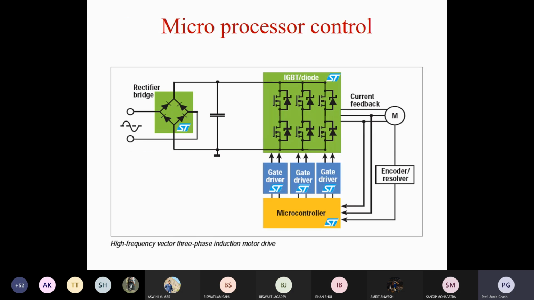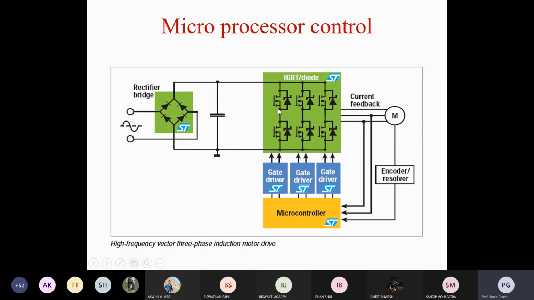Here you can see the basic configuration for high frequency vector control. A three phase induction motor is there. There is an IGBT or diode. I am talking about the bidirectional converter, so bidirectional operation is also possible. IGBT diode configurations are there, the IGBT module. The rectifier is there, then you make that ripple DC, so the capacitor is there. Then that voltage goes to an inverter circuit, whose input is DC.